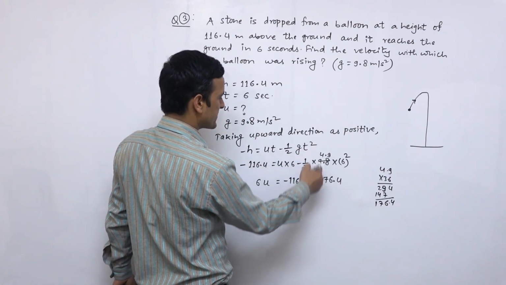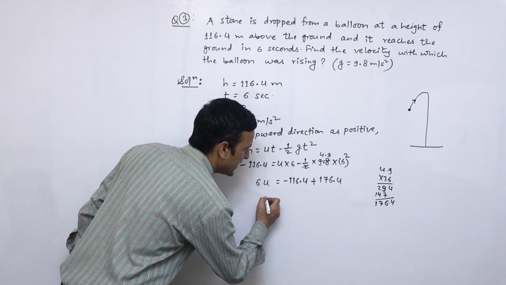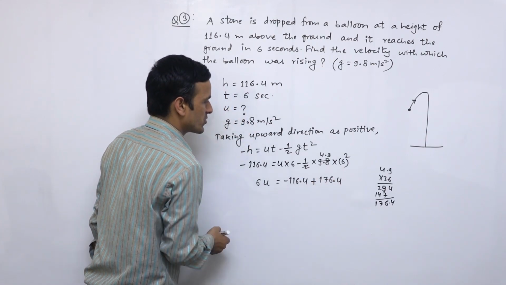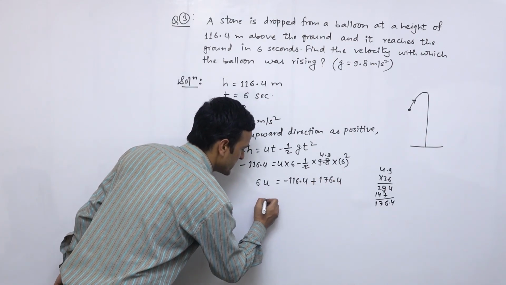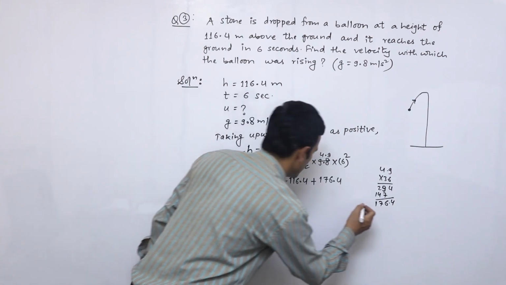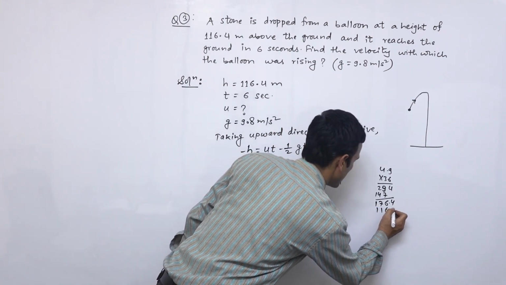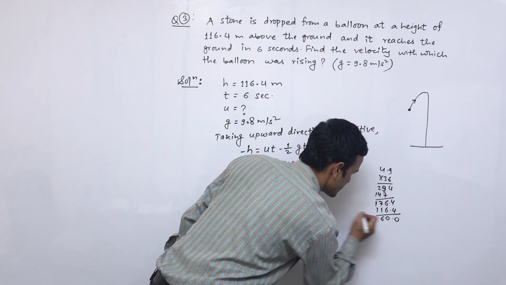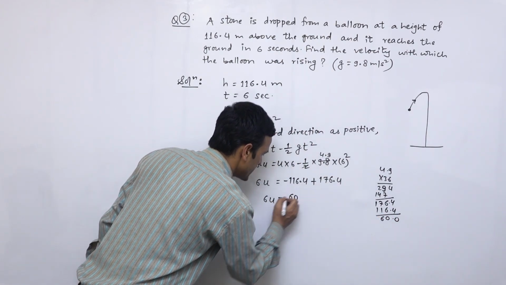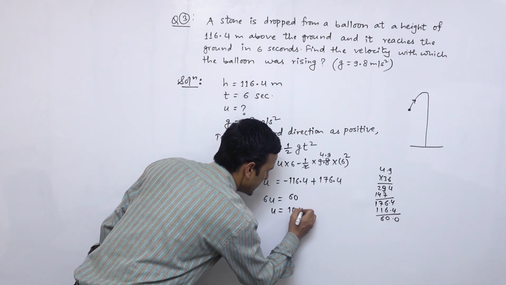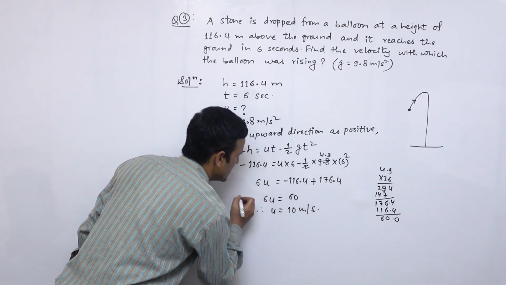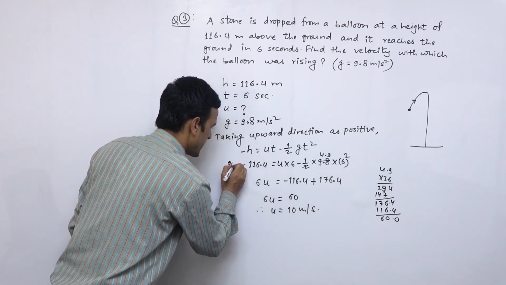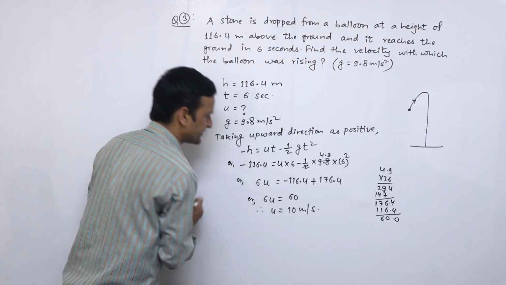So this plus this one. So finally subtracting these two terms, and we get 6u is equal to minus 116.4. So this will be 0 0 7 minus 1 6. So it will be 60. So u is equal to 10 meter per second. So in this way we can solve this question.